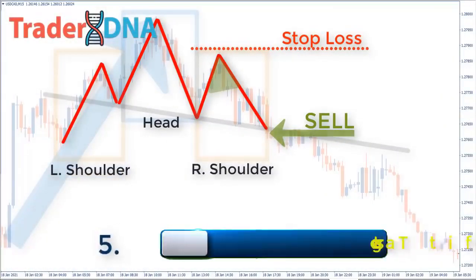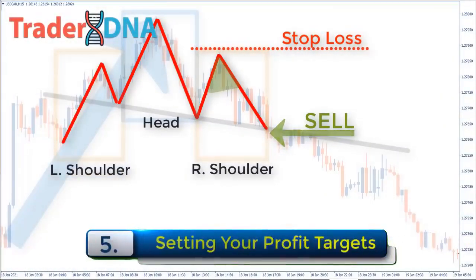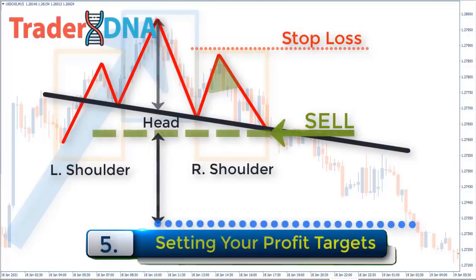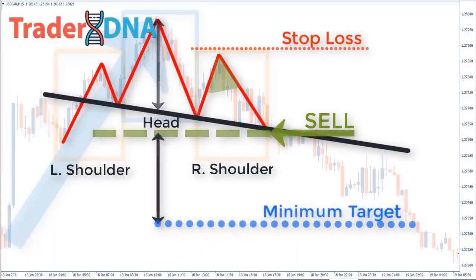Step number 5. Setting your profit targets. The most common and often advised profit target is the distance between the head's peak and the neckline. And how does that translate in terms of risk-reward ratio? Since our first or minimum profit target is the distance between the head's peak and the neckline, if we decide to use the conservative option for a protective stop, then we will have the same distance as a loss limit, thus reducing our risk-to-reward ratio to 1:1.